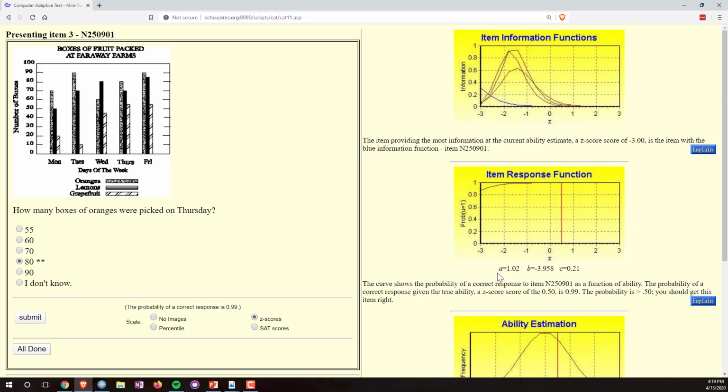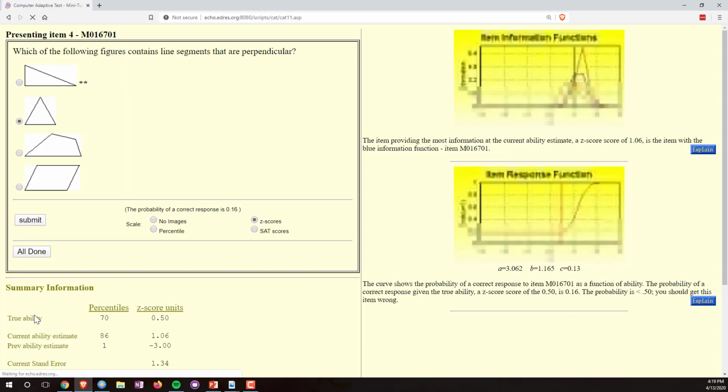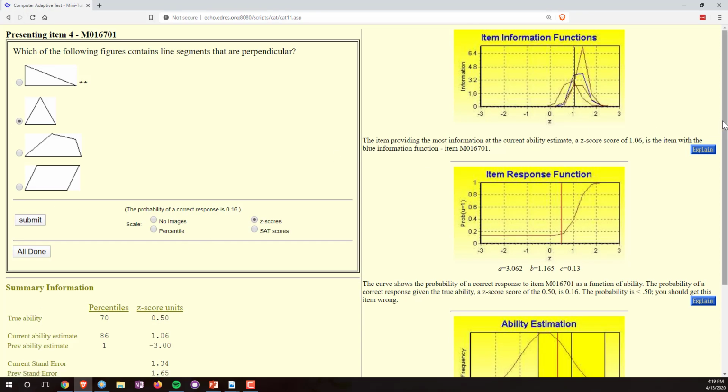And you can see here the item characteristic curves. A is 1.02. The B is way down at negative 3.958. So this is a really easy item. And you can see, given our true score, our true theta, we have an excellent chance of getting this item right. We have a 0.99 chance. So we're going to go ahead and click this one too. And you get an idea for what we're doing here.